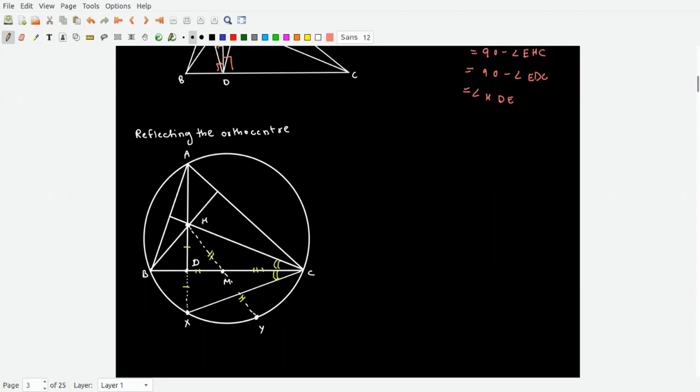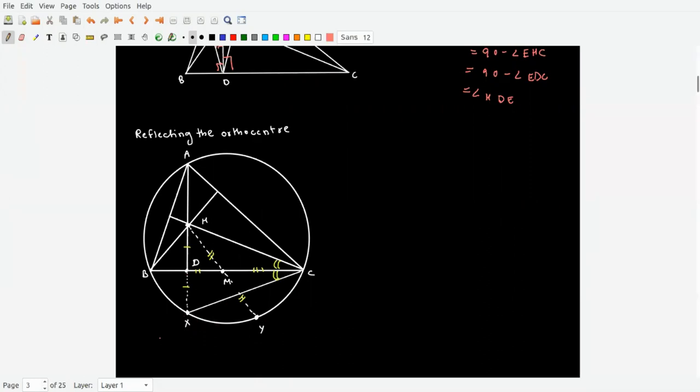So basically you have ABC, and then you have H as the orthocenter. Now you have D as the foot of the altitude and M as the midpoint of BC. What this lemma says is, when you reflect H with respect to D, the reflected point X would lie on the circle ABC. Now, if you reflect H over the midpoint M and call this point Y, the point Y would also lie on the circumcircle of ABC, plus AY would be the diameter of the circle ABC.